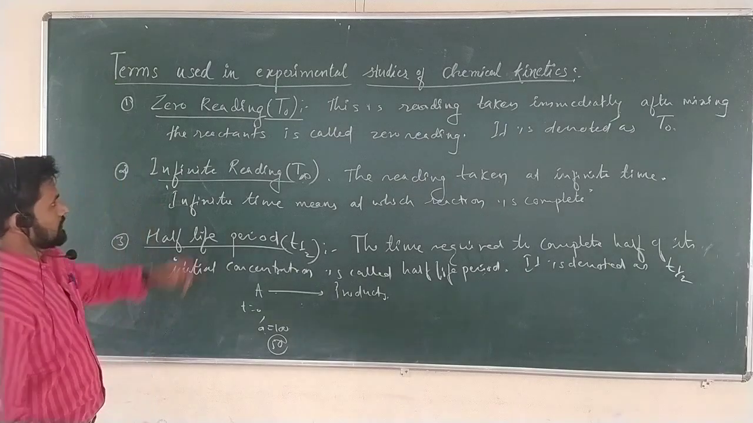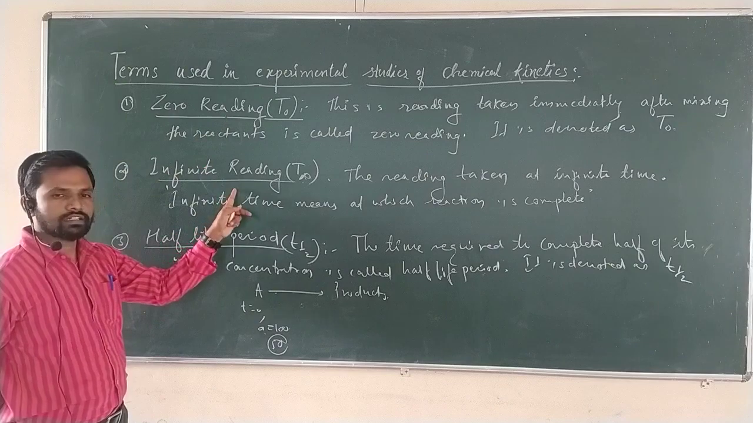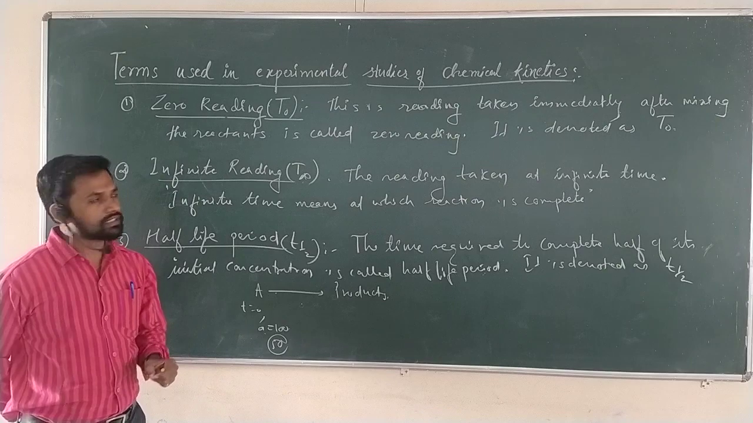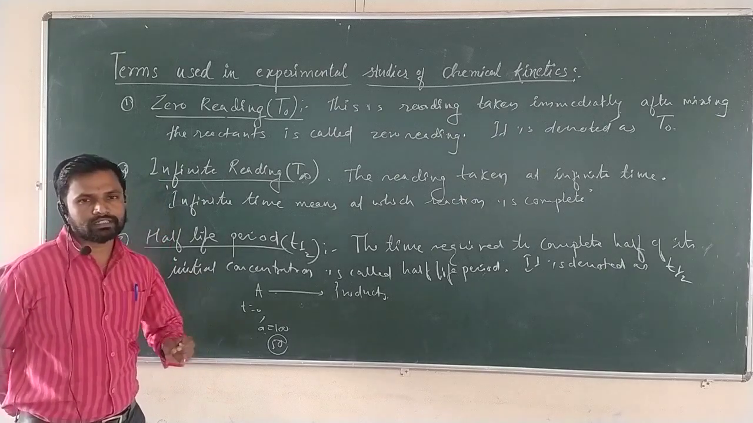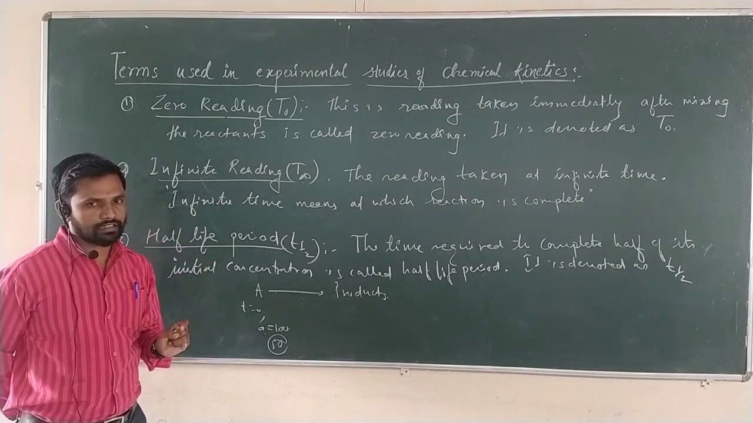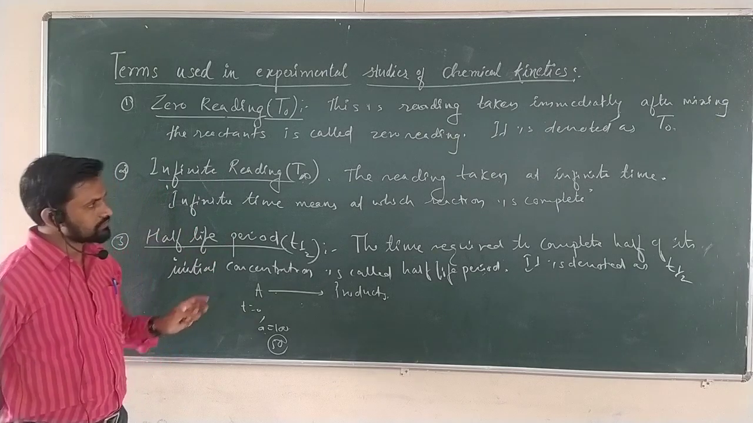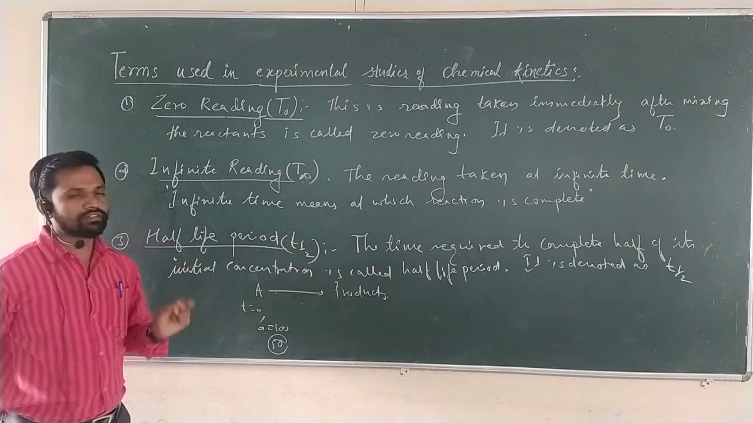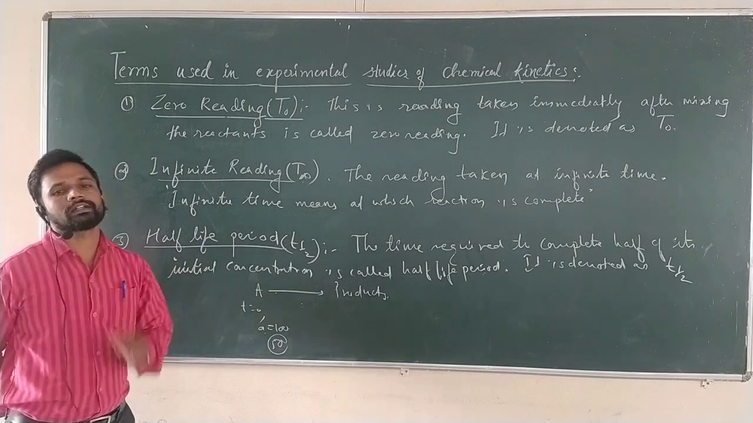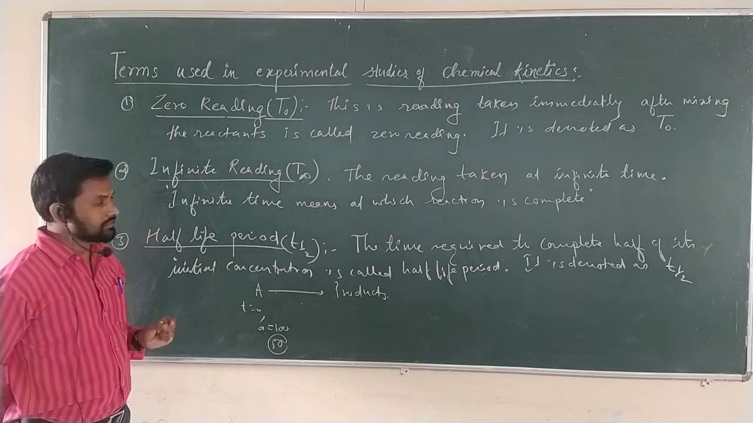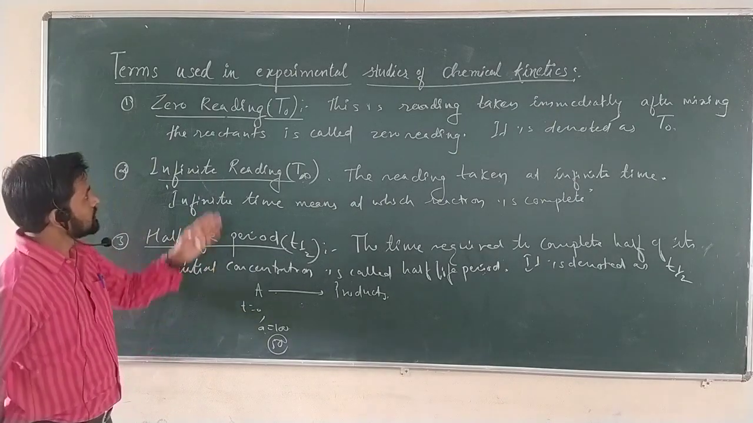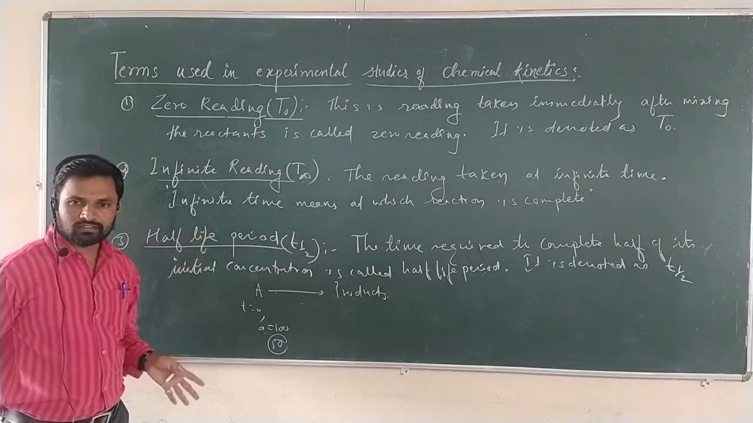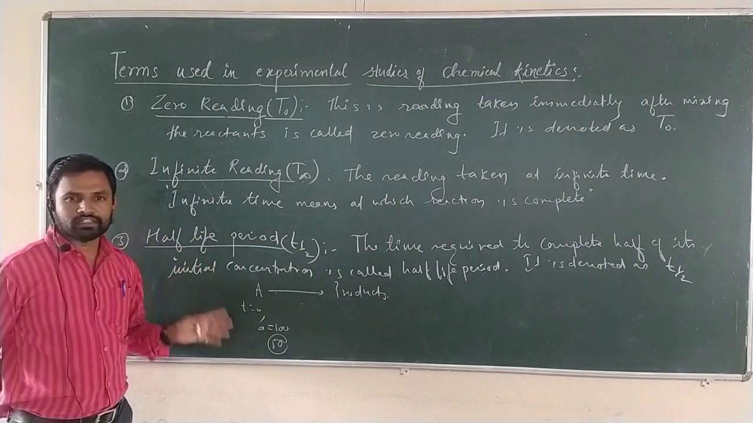Okay, so zero reading, infinite reading, half-life period. These three terms are very important in the experimental studies of chemical kinetics. Most of the time in examinations these definitions are asked: What is meant by zero reading? What is meant by infinite reading? What is meant by half-life period? Especially for that purpose, to understand the concepts, I have taken these three different concepts.